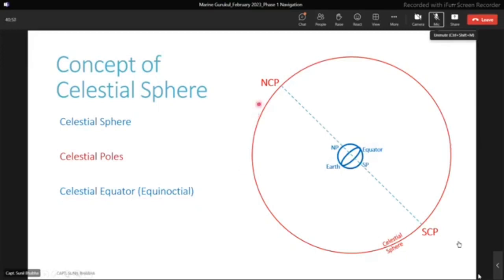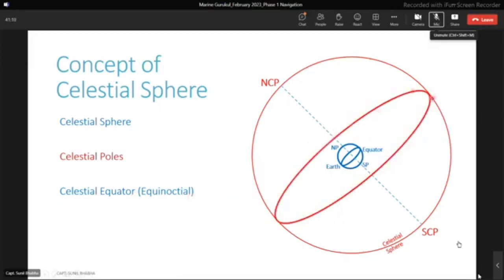The north and south poles, when they are projected onto the celestial sphere, are known as the celestial poles. The equator, when it is projected onto the celestial sphere, is known as the equinoctial. So let us show the equinoctial also in the diagram now.